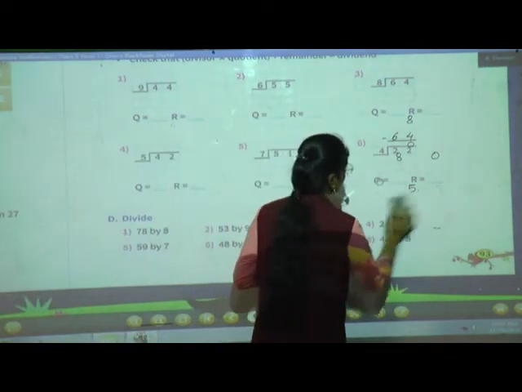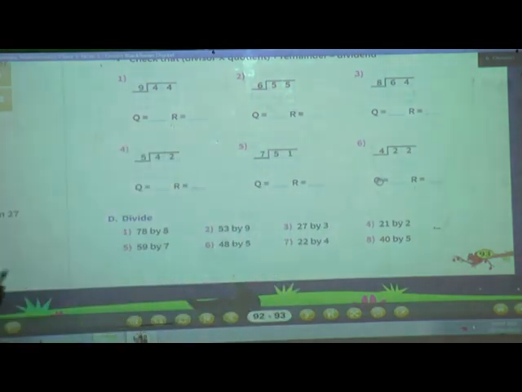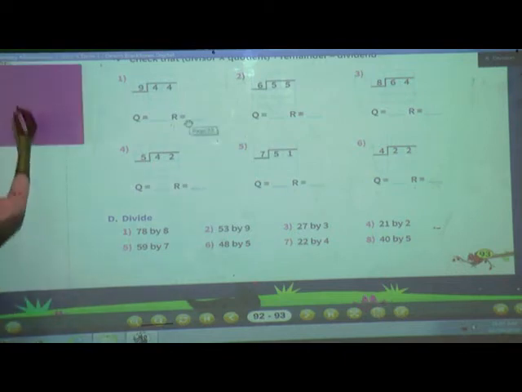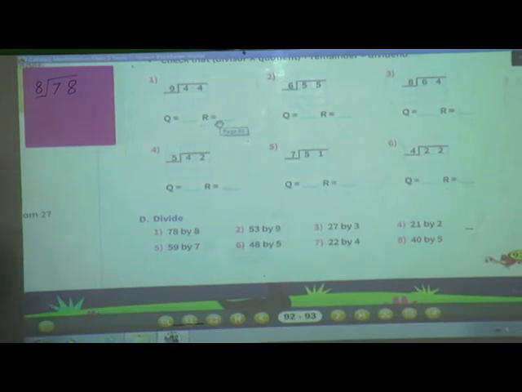Divide. First, read the number. 78 divided by 8. Here I will solve it. 78 divided by 8. Can you see this?